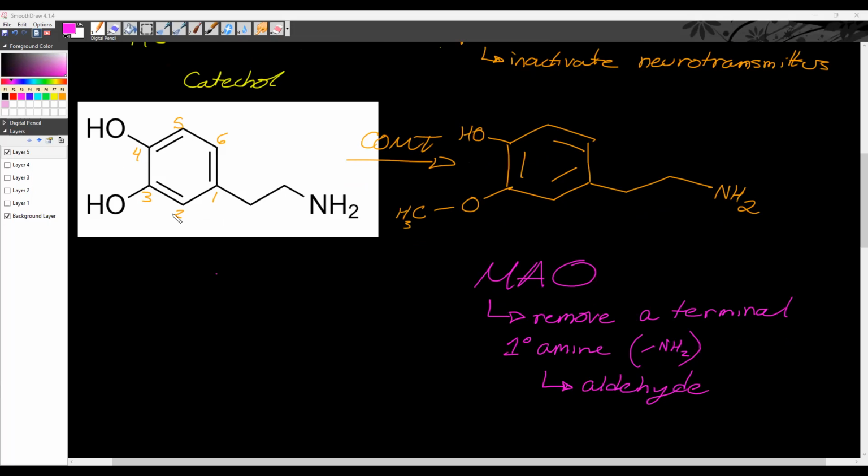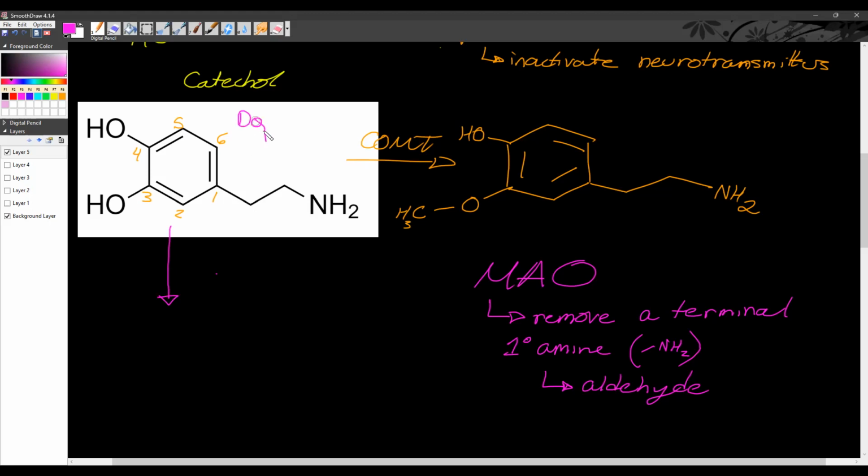So we can use our structure here, and we can say that one of the other metabolic pathways, which, by the way, this is dopamine, is through MAO, which instead of affecting the catechol moiety, is going to work on that terminal amine and turn it into an aldehyde.